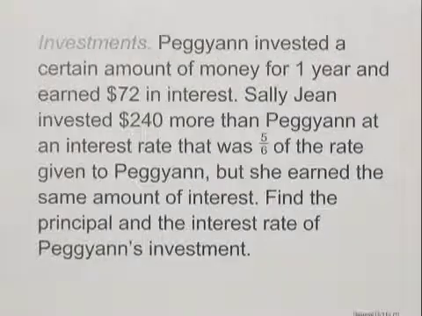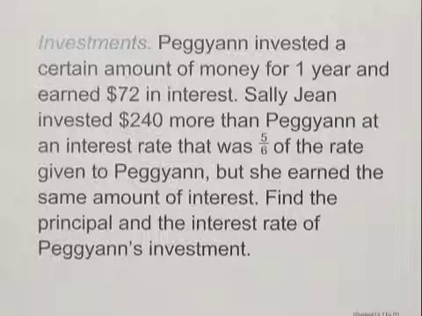Peggy Ann invested a certain amount of money for 1 year and earned $72 in interest. Sally Jean invested $240 more than Peggy Ann at an interest rate that was 5/6 of the rate given to Peggy Ann, but she earned the same amount of interest. Find the principal and the interest rate of Peggy Ann's investment.